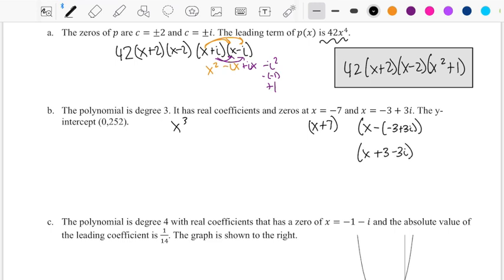But that also tells us one of our other zeros, because we would also have -3 minus 3i as a zero because of the complex conjugate theorem. So this one is x plus 3 plus 3i. And you'll notice that the sign in front of the 3 doesn't change. It's only the sign in front of the i that changes. So now we're going to go ahead and multiply all these out. And this one is a little bit more complicated.